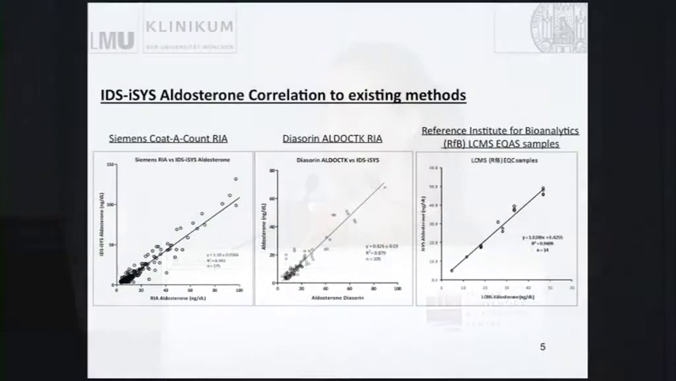So for the clinical validation of this assay against existing commonly used methods, we've done correlation against the Siemens Coat-A-Count radioimmunoassay. These are also results from the lab in Munich in 275 samples. There was a good correlation with some increased cluster at the low end. We also looked at the DiaSorin aldoCTK, another radioimmunoassay, and this was done in collaboration with a lab in Italy. So 100 samples measured there with fairly good R-squared.